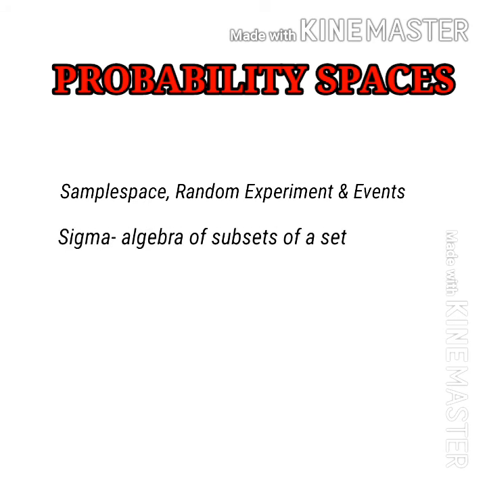Before that, let's take a look at some of the basic terms that we have already learned and are going to use. The first one is sample space, random experiment and events. Hope you are all familiar with these words. The next one is sigma algebra of subsets of a set. You have already learned about this in second semester, so I skip this. The next and important one is measure and measurable spaces. This also you have learned in detail. So let's move on to the definition of probability spaces.